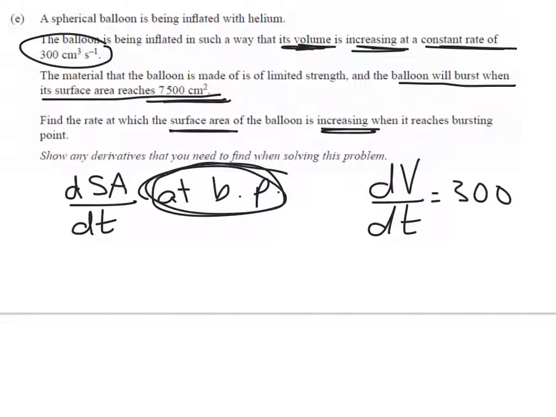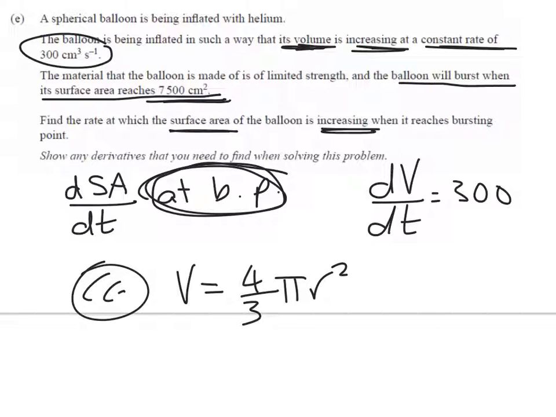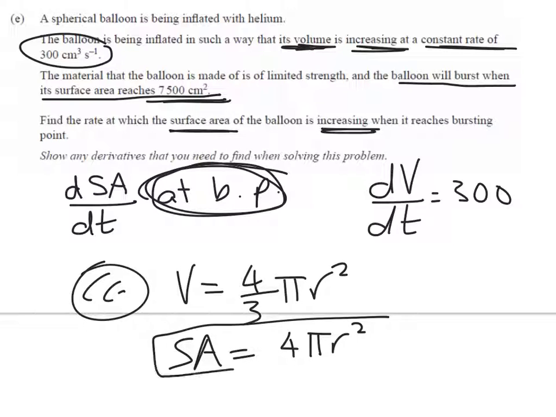We might as well write down an expression straight away for the volume of a sphere. Right, so that's equal to 4/3 pi r cubed. And the surface area of a sphere is given by 4 pi r squared. Okay, so we are looking for the derivative of this with respect to time. So I'll do that on a new slide.